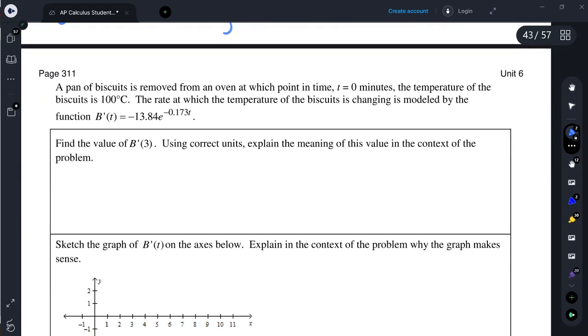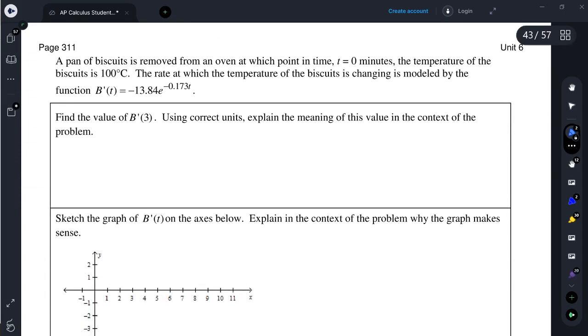So let's look at another one of these. We have a pan of biscuits, and they're removed from an oven at some time 0, and the temperature at that time is 100 degrees Celsius. So what I'm going to write out here is, they're giving us b prime as our rate, so that means big B would be the temperature. So I'm going to write that as b of 0 equals 100. That's our initial condition they're giving us.